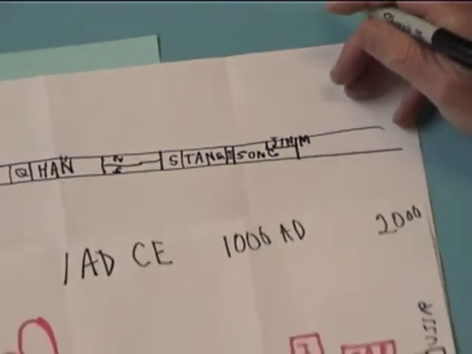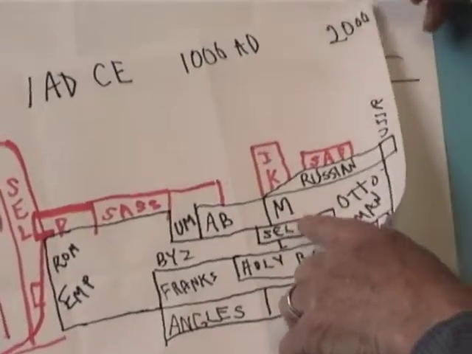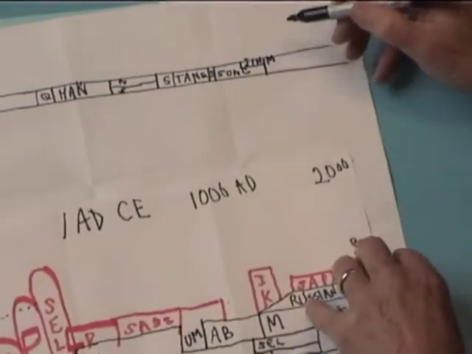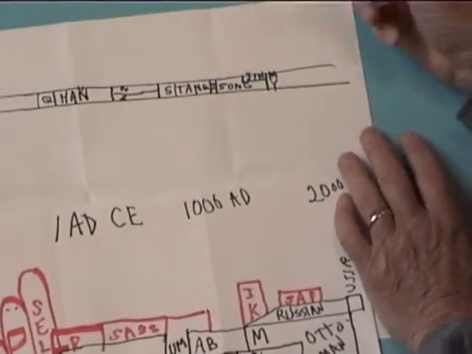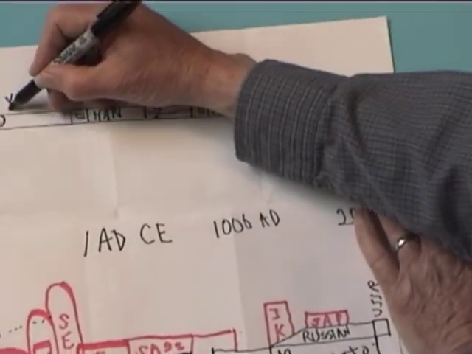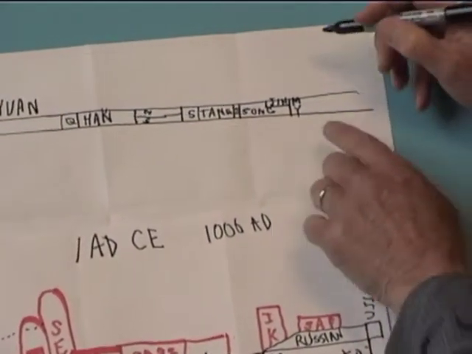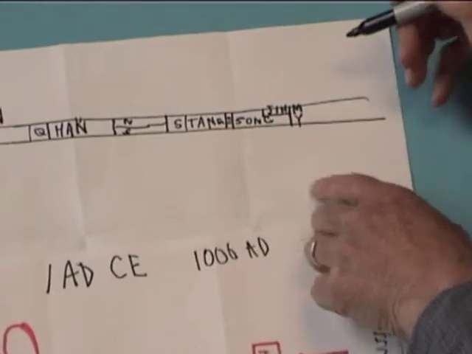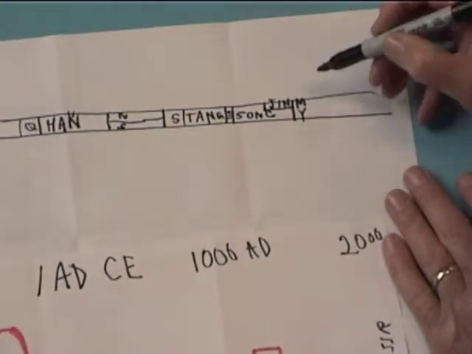They also appear here on our European map. The Mongols in China take the name of Yuan Dynasty. That starts with a Y. The spelling is Y-U-A-N, Yuan Dynasty. That's the time of Kublai Khan. That's the time when Marco Polo made his visit to China.